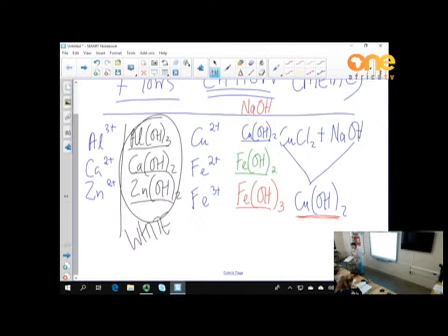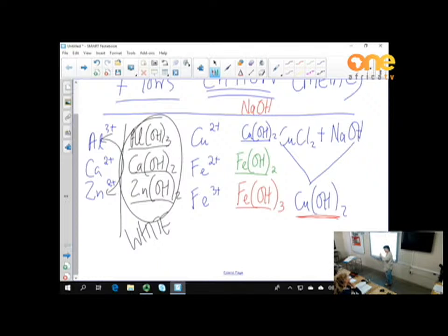Are you with me? Now, the second step, we now go and add excess sodium hydroxide. We find that aluminium and zinc will disappear in excess. Calcium will remain. So, I've got my test tube. I've put a few drops of sodium hydroxide into it. I get a white precipitate. I must immediately know I've either got aluminium, calcium, or zinc.